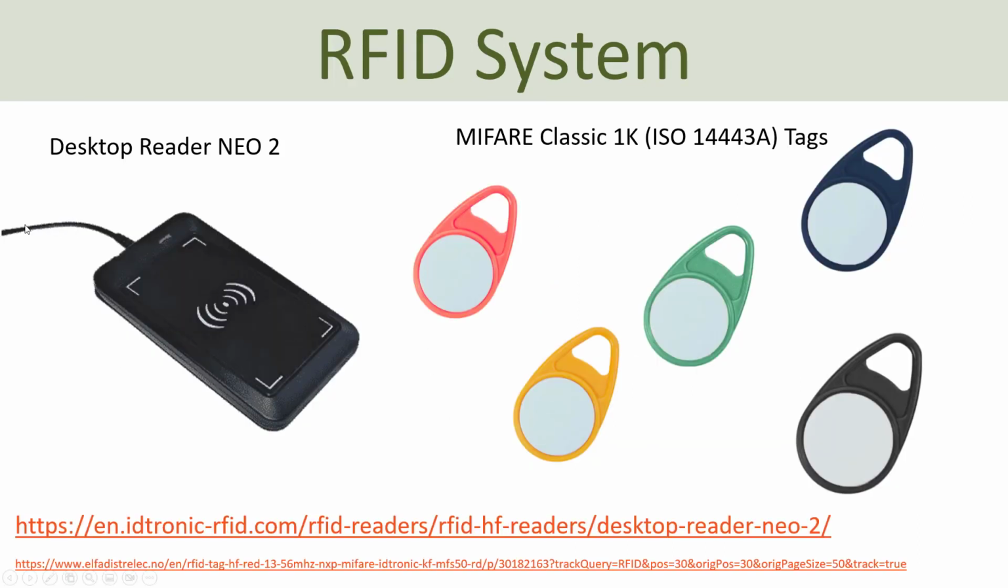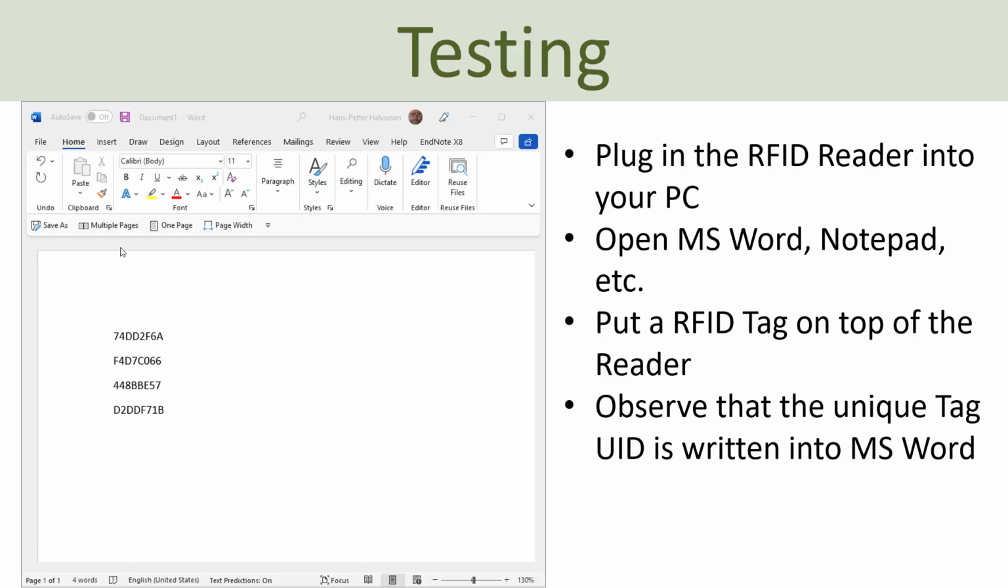You just plug it into the USB port of your computer, and then in order to test it you can open Microsoft Word, Notepad, etc., and click inside the document so that the document is active. Then scan a tag or put an RFID tag on top of the reader, and the unique RFID should appear in the document like this.